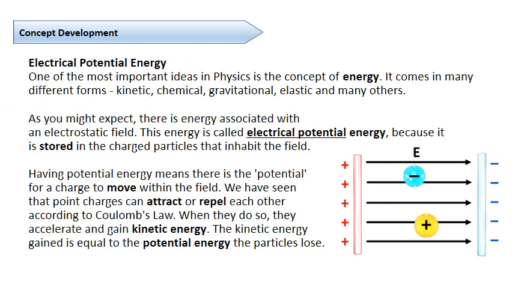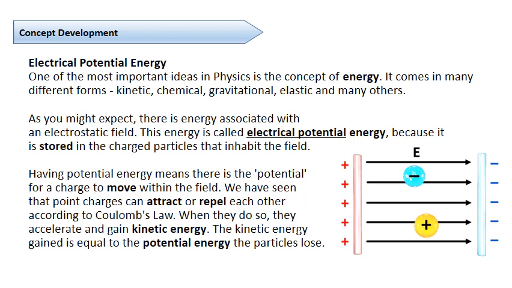Okay, electrical potential energy, a little bit of reading for us to do. One of the most important ideas in physics is the concept of energy. It comes in many different forms: kinetic, chemical, gravitational, elastic, and many others. As you might expect, there is energy associated with an electrostatic field. This energy is called electrical potential energy because it is stored in the charged particles that inhabit that field. Having potential energy means there is the potential for a charge to move within the field.